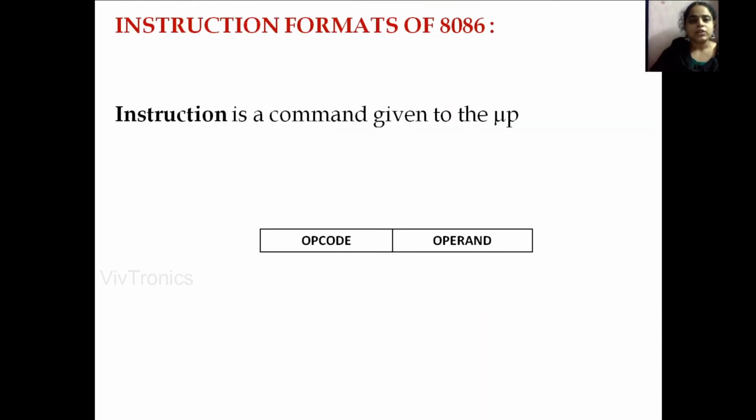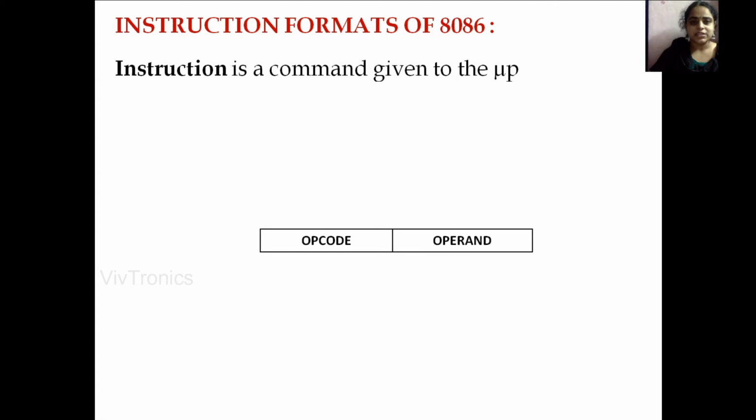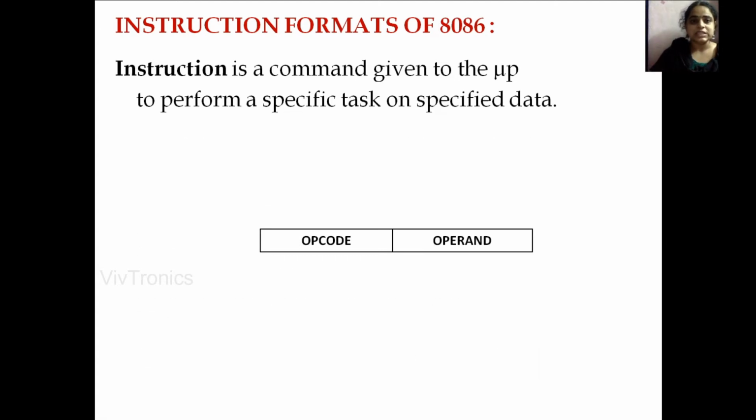So first, instruction formats and instruction. What does instruction mean? An instruction is a command that is given to the microprocessor to perform a specific task on the specified data. That means it is a command given to our microprocessor by a user or by another peripheral, whether it is in maximum mode or like that. The instruction has to perform a specific task and operate on specified data. This is called an instruction.